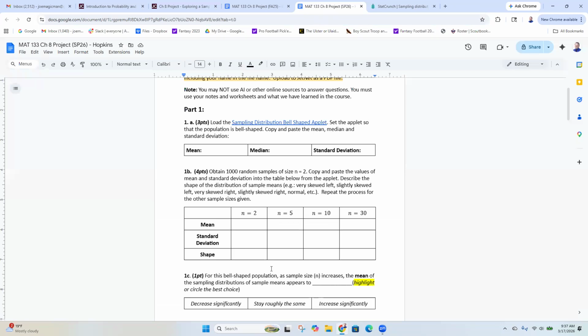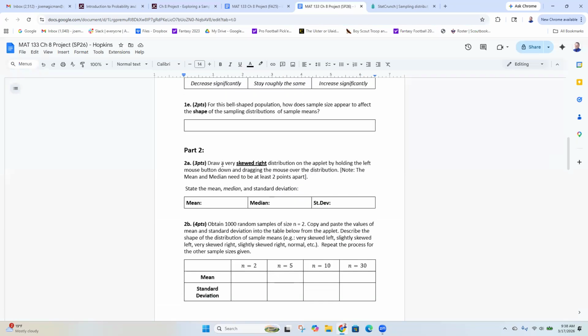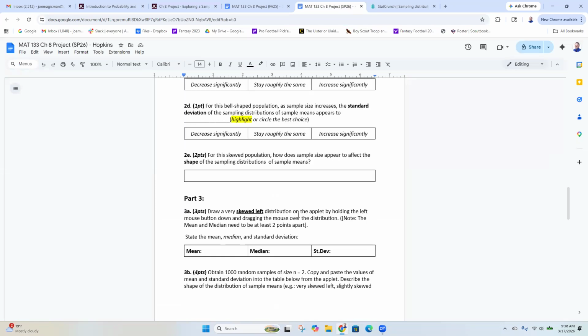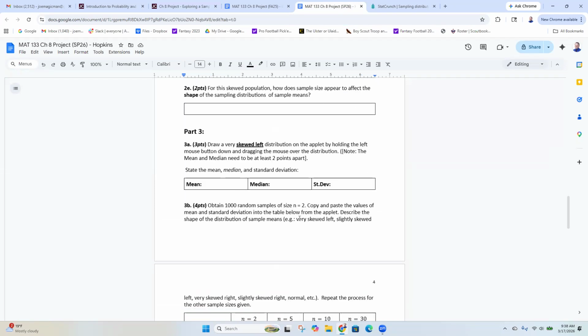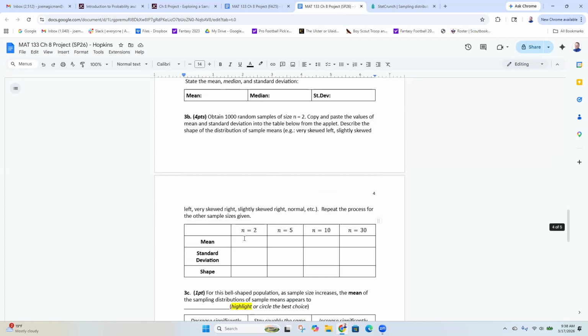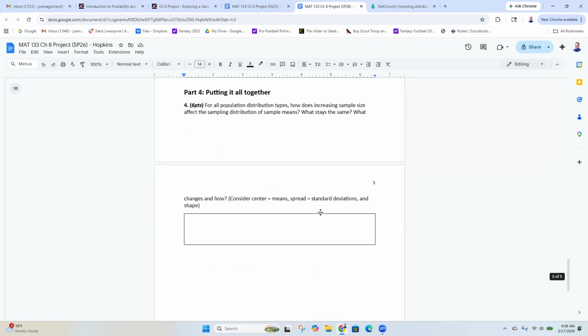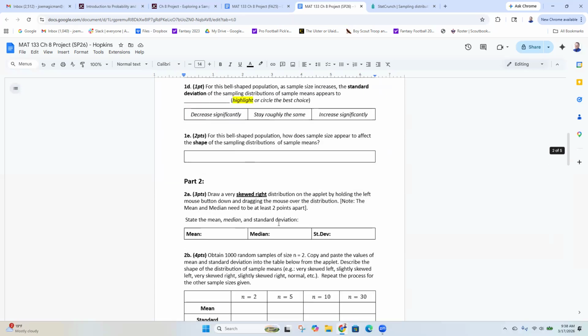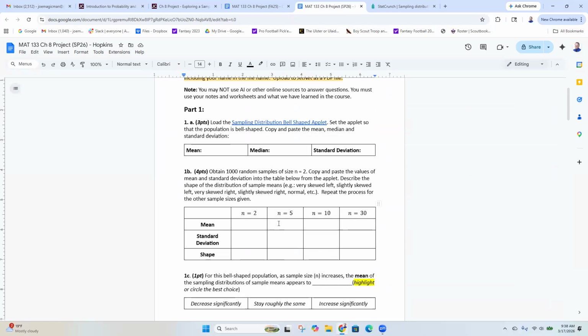Okay. So part two is where the exciting part is because we'll start with a skewed right. Part three is exactly the same. You'll do a skewed left distribution. And what you'll find is as your sample size increases, the distribution of sample means becomes normal. Becomes closer and closer to normal. And then part four is just like a recap. So anyway, follow along with me on this and you'll be fine.